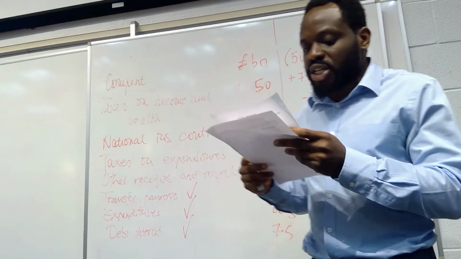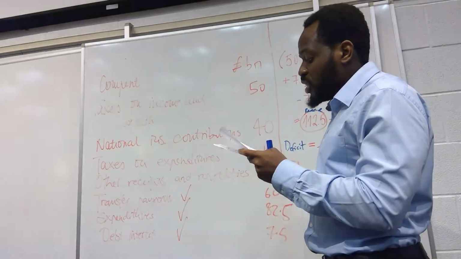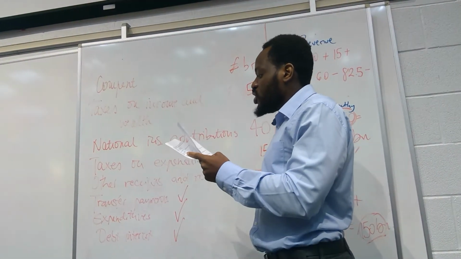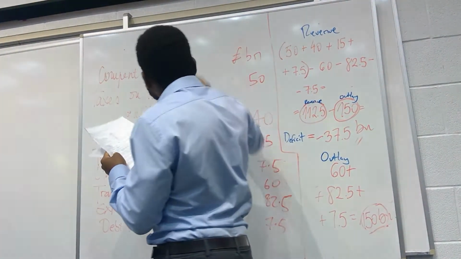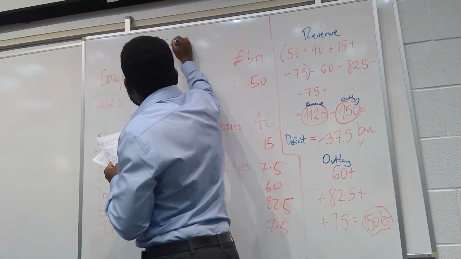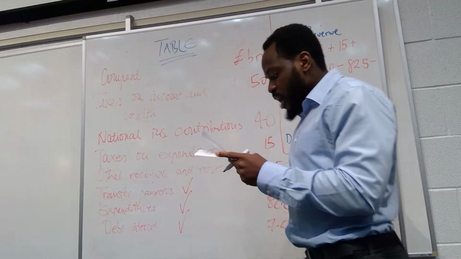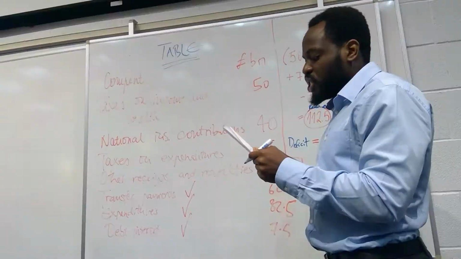Question 9 says, consider the above table with data for the country's government budget. So consider the above table with data for our country's government budget. This is the table here. Okay, so this is the table that we have over here. And then we're told the country has government revenues of how much in billion.